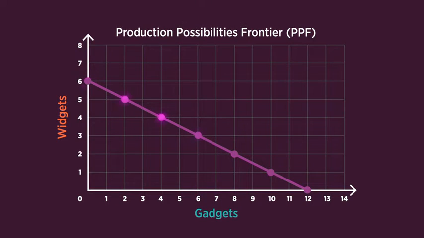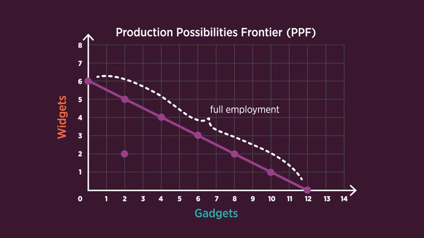But it isn't just the points along the line that are production possibilities. Econ Isle could alternately produce at any point inside the frontier. So while it could produce 4 gadgets and 4 widgets, it might produce only 2 gadgets and 2 widgets. In this case, Econ Isle would not be fully employed, or put differently, resources in Econ Isle would be underemployed. In fact, any point inside the frontier represents underemployment, which is a failure to reach full employment.